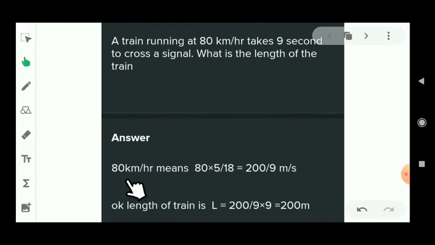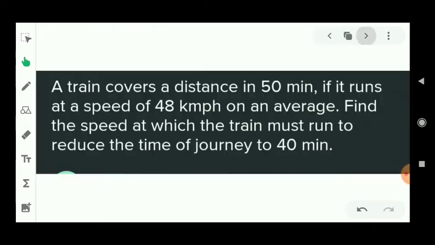Students, as you know, the speed is given in kilometer per hour, so firstly you have to convert this speed into meter per second. That means 200 upon 9 meter per second. So the length of the train will be 200 upon 9 multiplied by time. Time is given as 9 seconds. So after calculating it, its value will be 200 meter.